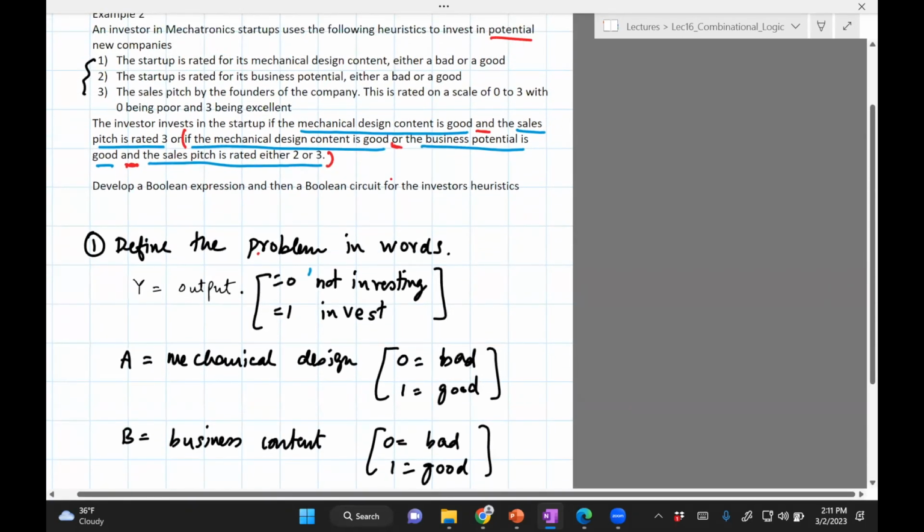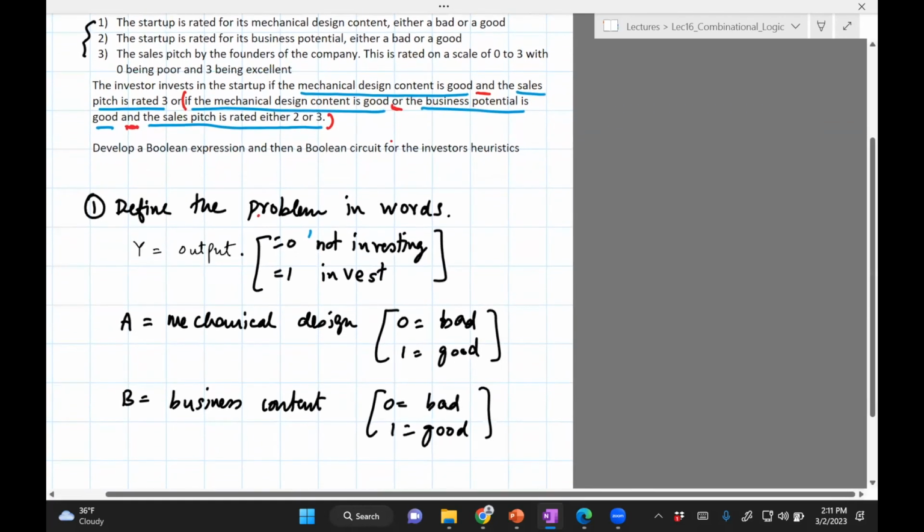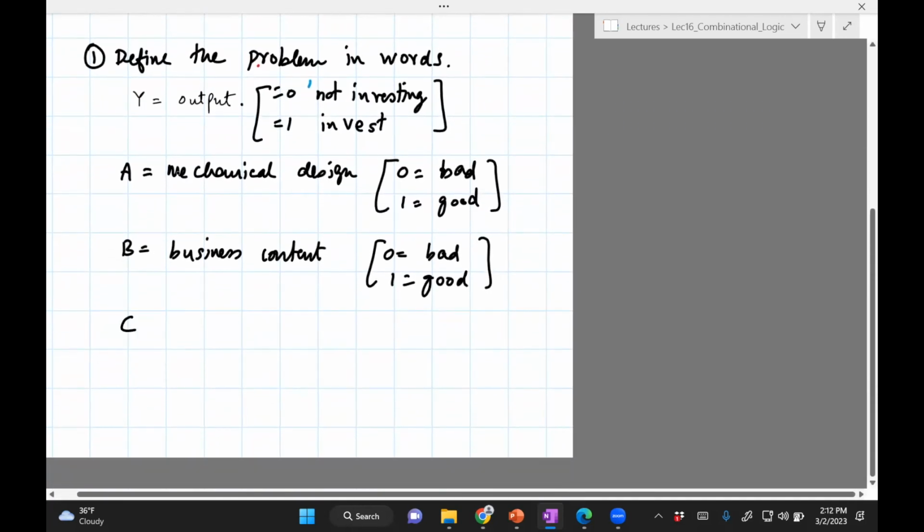And now we have actually something more complicated than what we've seen so far. It's no longer yes and no, but it is a rating from 0 all the way to 3. So 0, 1, 2, and 3, just like you would rate something on, I don't know, Google, for a restaurant you go to. So let's call that C.